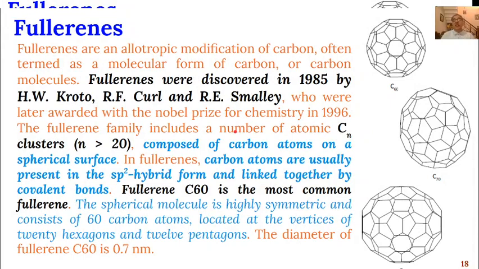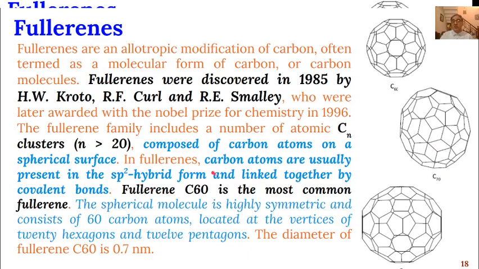Then fullerenes are an allotropic modification of carbon, and they are often termed as a molecular form of carbon or carbon molecules. This was, as I have told you, discovered in 1985 by Kroto and Smalley, and they were awarded the Nobel Prize for their discovery in 1996. So the fullerene family includes a number of atomic carbon clusters, C_n, and n should be more than 20, composed of carbon atoms on a spherical surface.